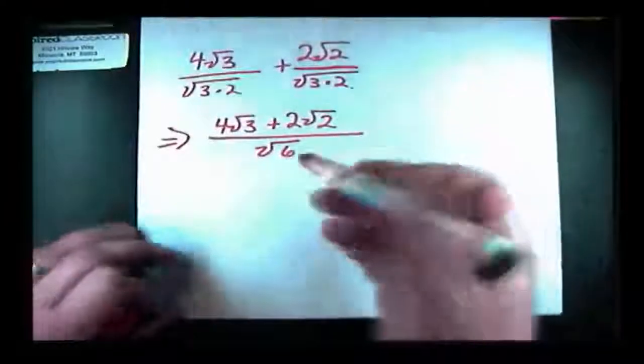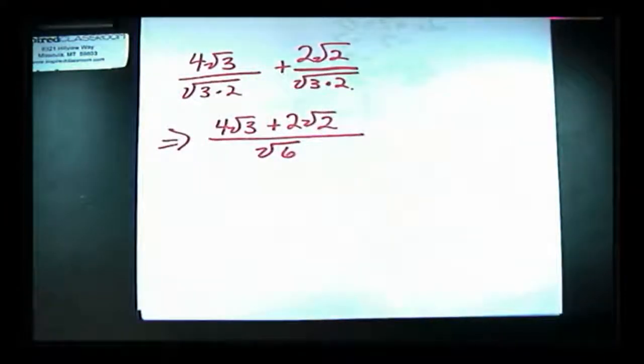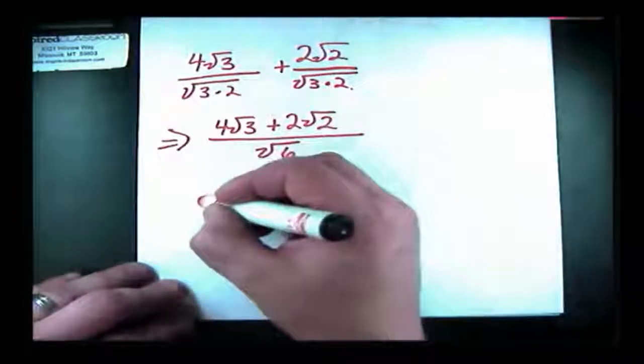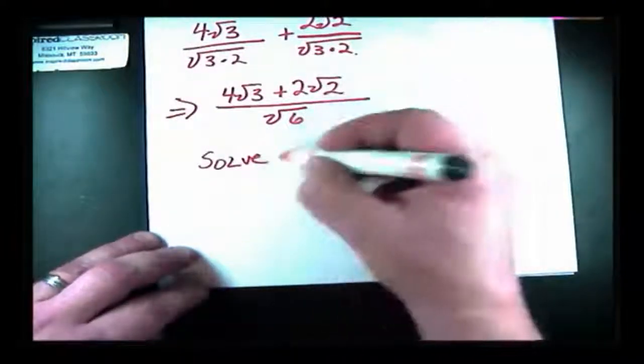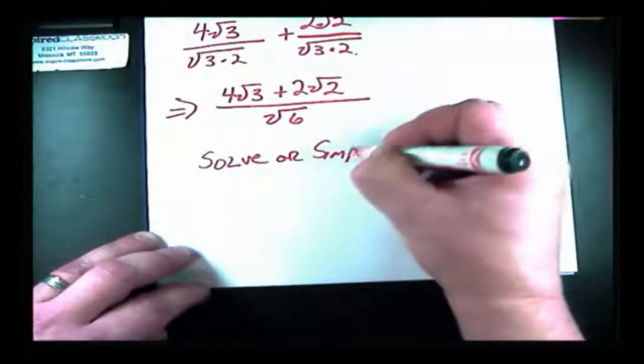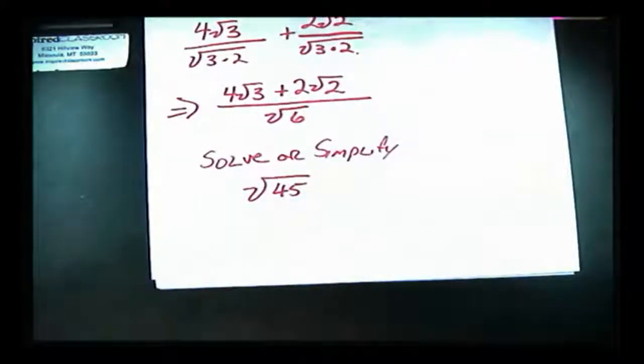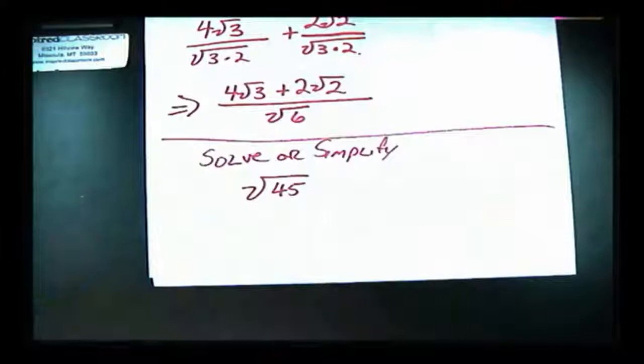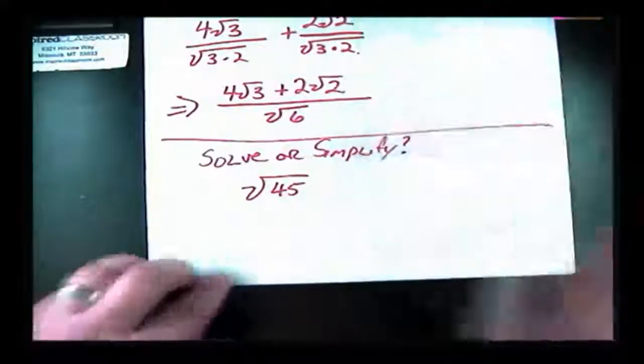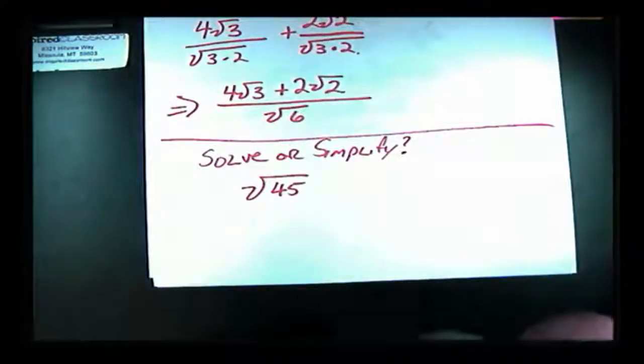Another thing that you might encounter is that you might be asked to solve or simplify the square root of, say, a number like 45. Okay? So this is a separate problem from the one we did last time, but solve or simplify the square root of 45. Square root of 45 is not a nice number, so I will show you.